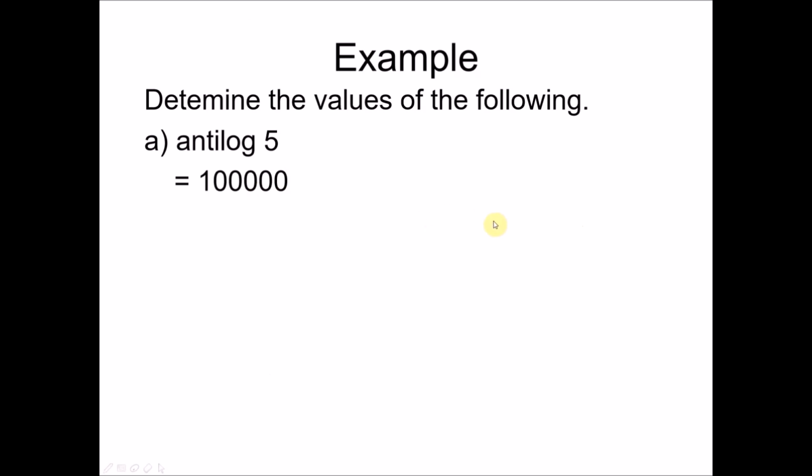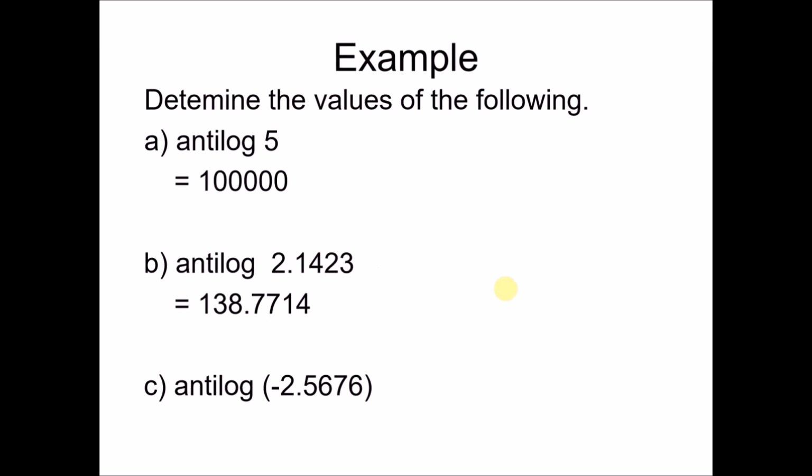Now you take a calculator and try to find the value of antilog 2.1423. And the answer is 138.7714. We try one more: antilog of negative 2.5676. When you are looking for antilog, the values here can be negative. So you use the calculator to find the value now, and you get 0.002706. So that's all for antilog.